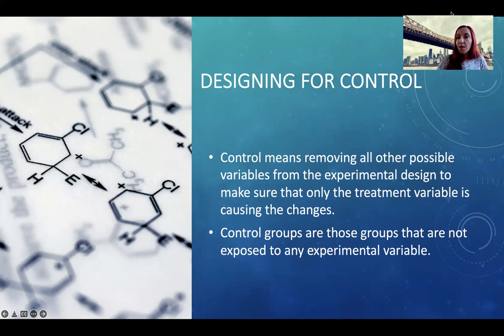Control groups are those groups that are not exposed to any experimental variables. So you probably heard about this before. What does it mean in the case of a COVID vaccine? For instance, there is a group that is the experimental group. That group receives a dose of COVID-19 vaccine, and then another group does not receive it. That group is the control group, so it is not exposed to any experimental variable. But we then want to compare these two groups, control group and experimental group, and see whether the treatment has any effect on that experimental group.